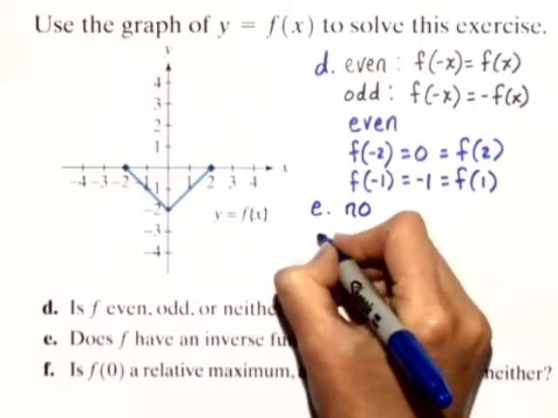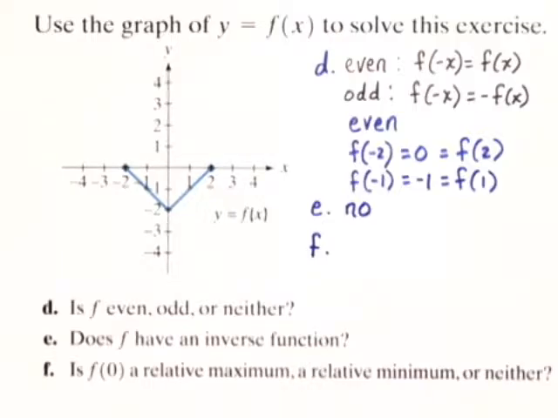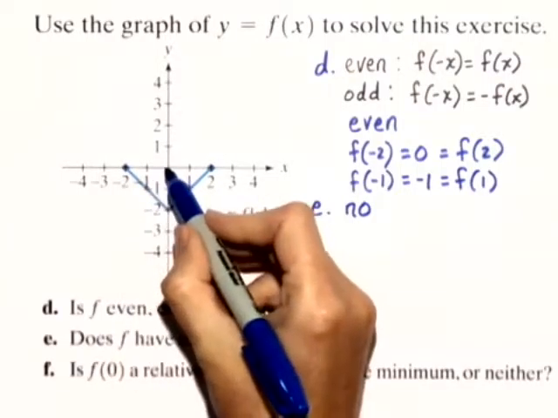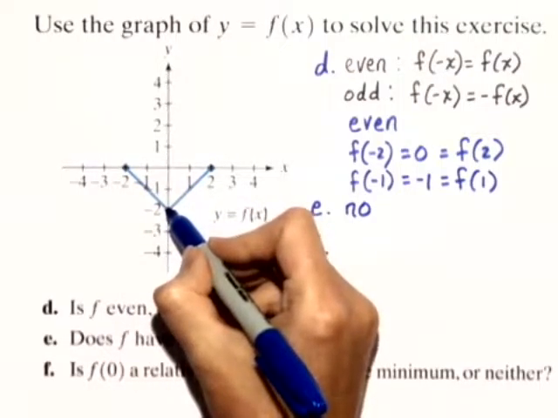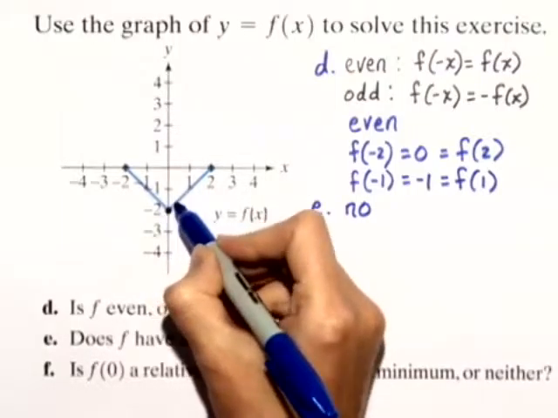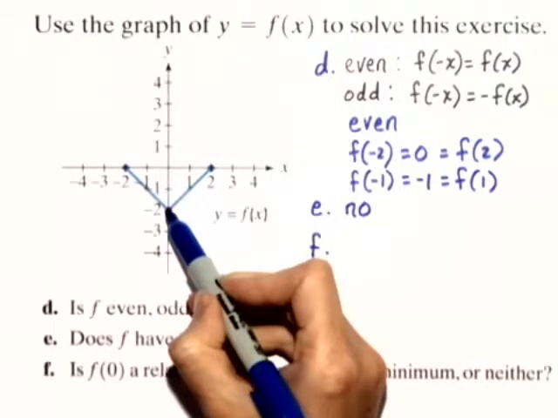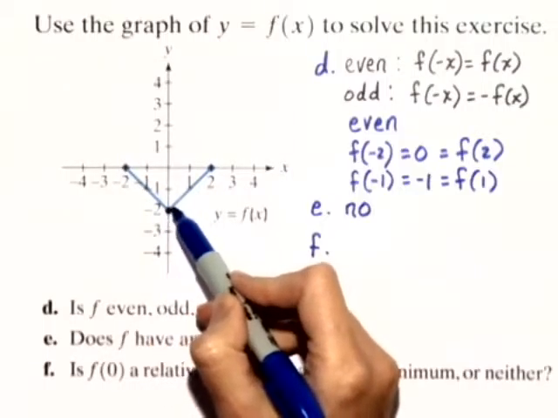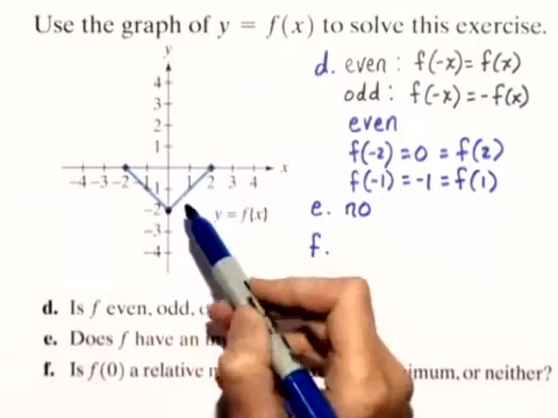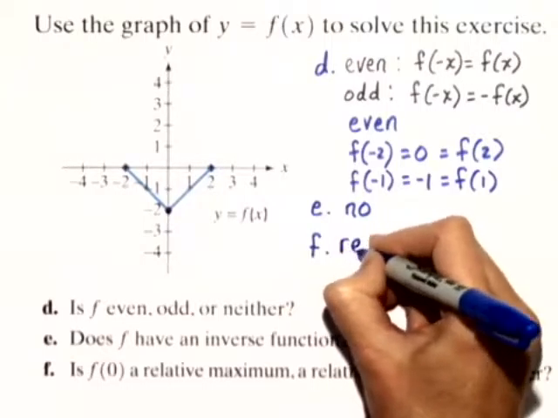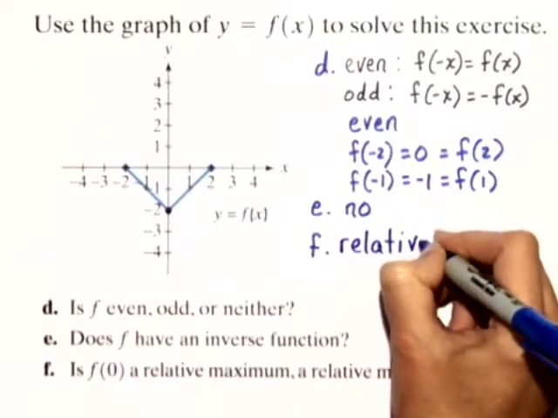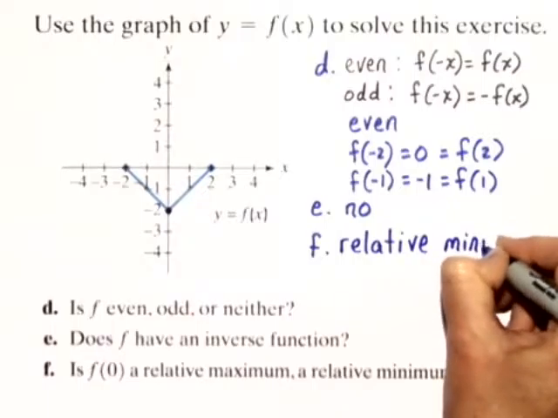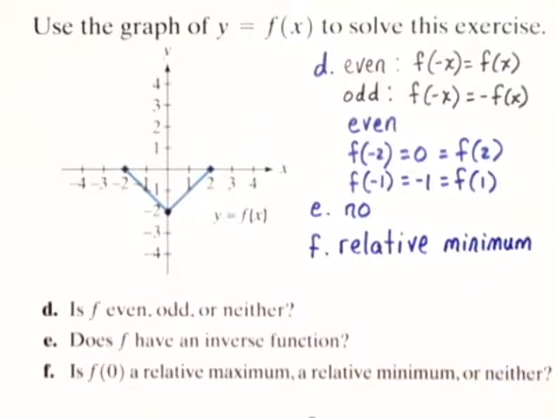In F, is f of 0 a relative maximum, a relative minimum, or neither? Well, notice f of 0 is corresponding to the point (0, -2), right here. So we see that to the left of 0, the function is decreasing, and to the right of 0, the function is increasing. So we can say that it is a relative minimum at f of 0.